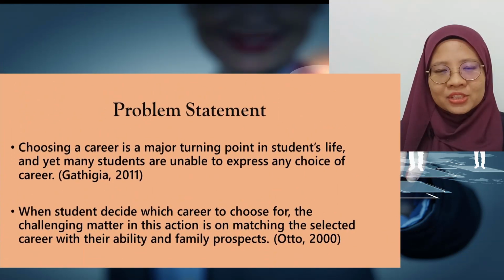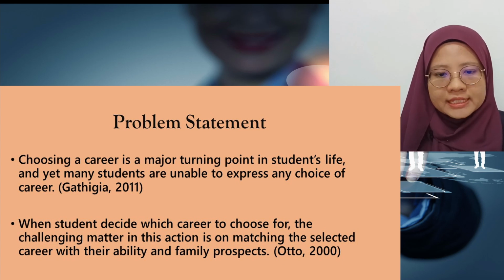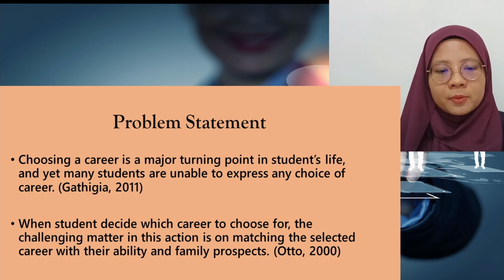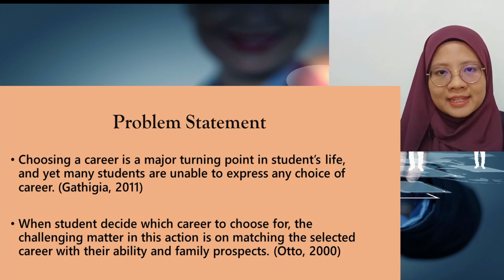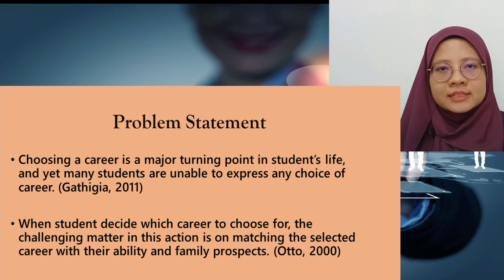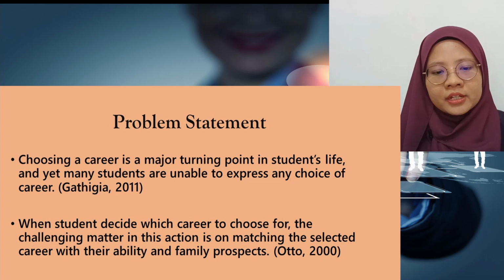Next, our presentation will continue to the problem statement of this study. According to Katikia 2011, the study shows that choosing a career is a major turning point in students' lives. Yet, many students are unable to express any choice of career. The other problem statement is, according to O2 2000, when students decide which career to choose, the challenging matter in this action is matching the selected career with their ability and family prospects.